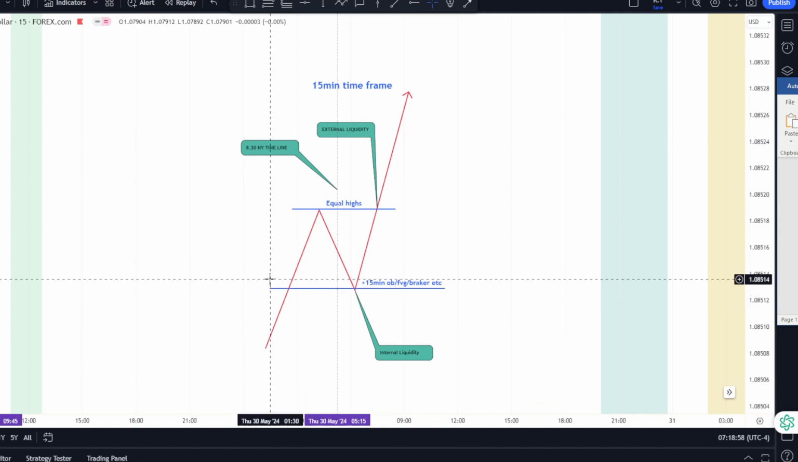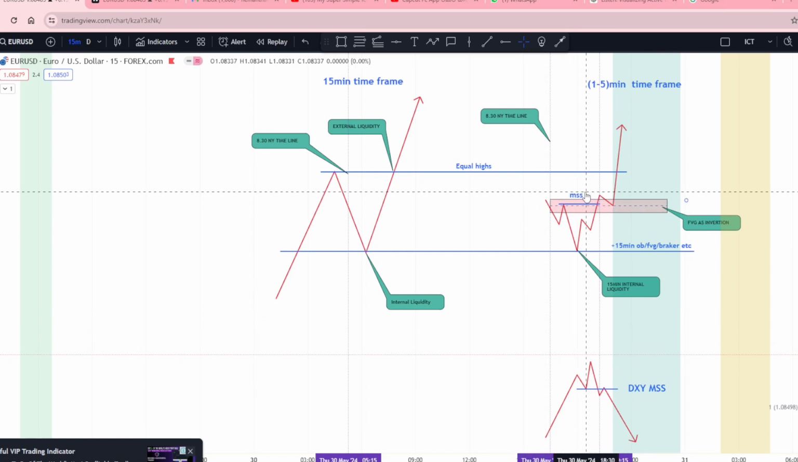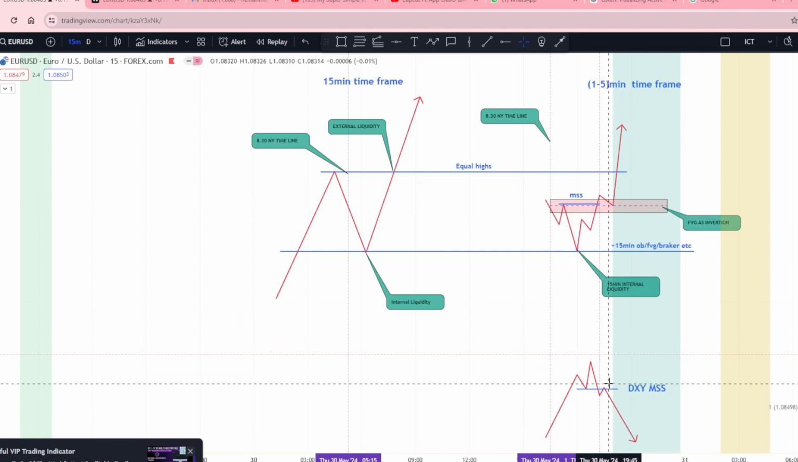Once this happens, I will move to a lower time frame. First, I wait for a market structure shift to take place in the lower time frame. Simultaneously, a full body candle must pass through and close beyond the previously used fair value gap. If both these criteria are satisfied, I move to the next confirmation, that is the DXY chart. The DXY must show a market structure shift in the direction that supports the trade.